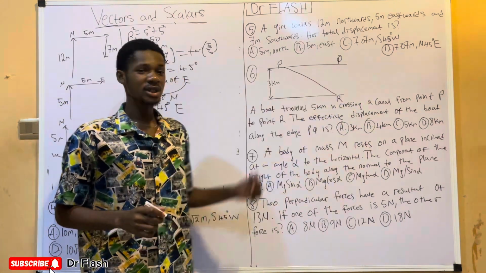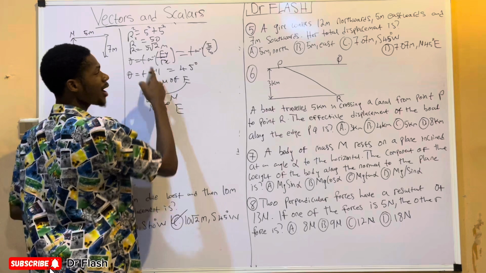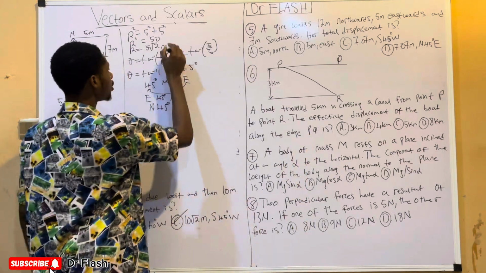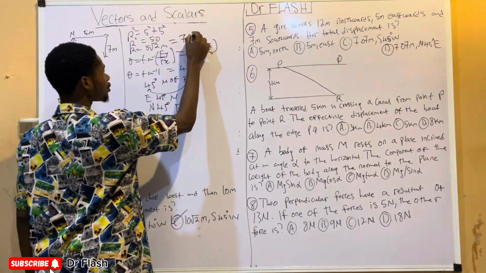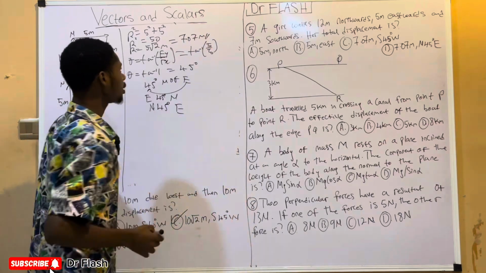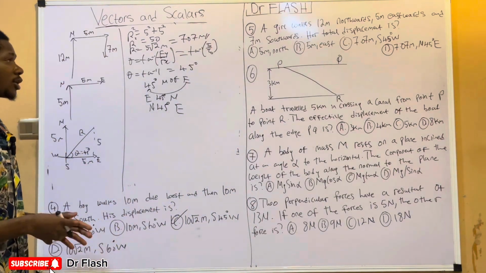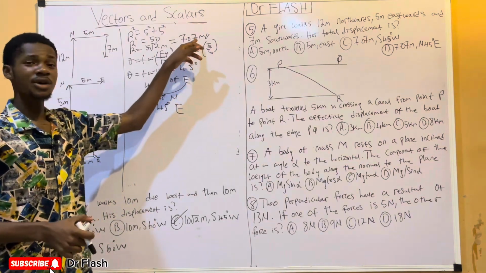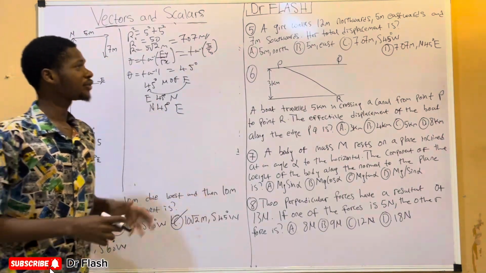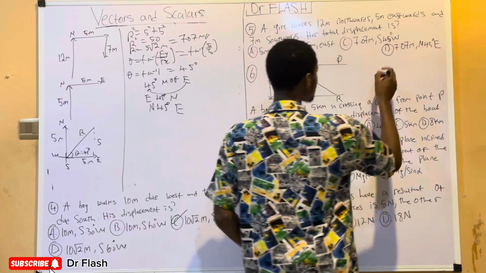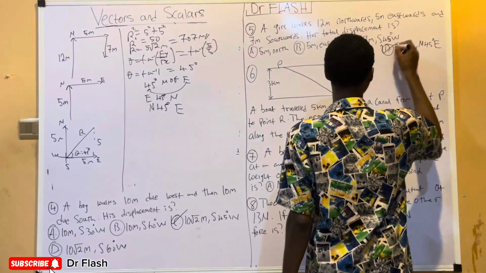North 45 degrees east. Now 5 root 2 can also be written in decimal, and it is given as 7.07 meters. So your answer is 7.07 meters north 45 degrees east. So the answer to question 5 is what now? Option D.